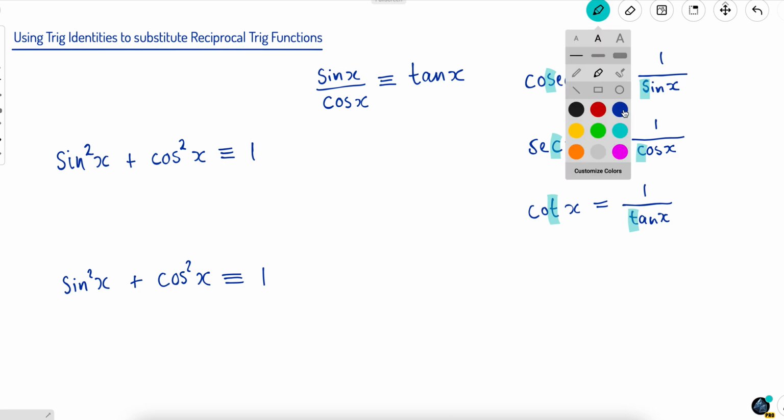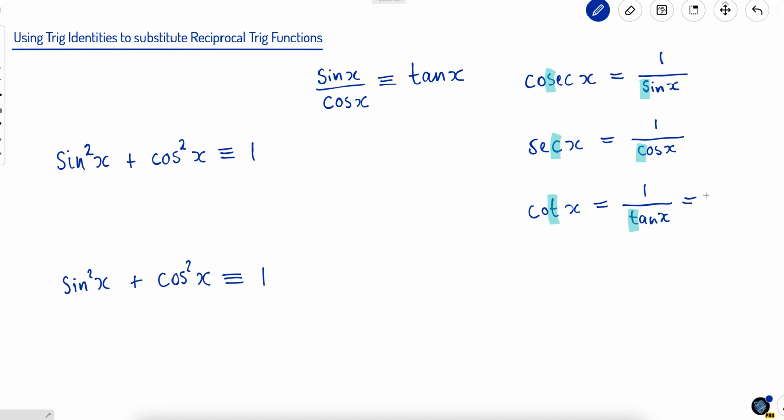Also note that 1 over tan, the reciprocal of tan, is equal to the reciprocal of sine over cos, which is cos over sine.